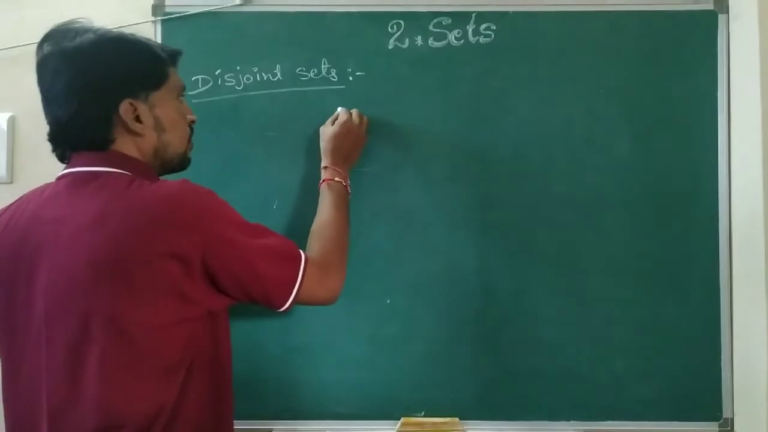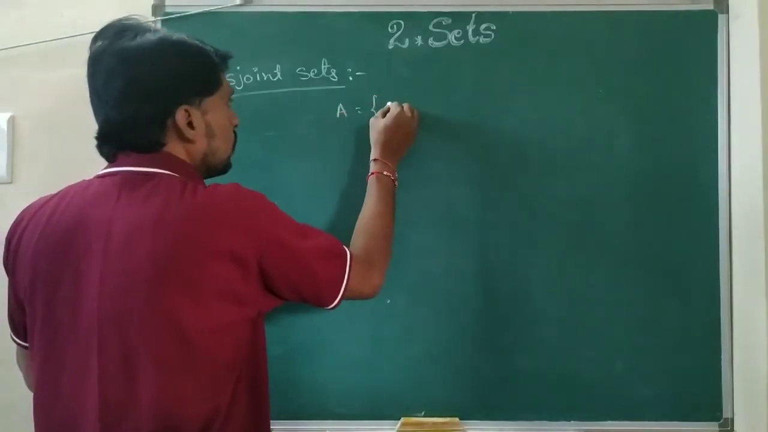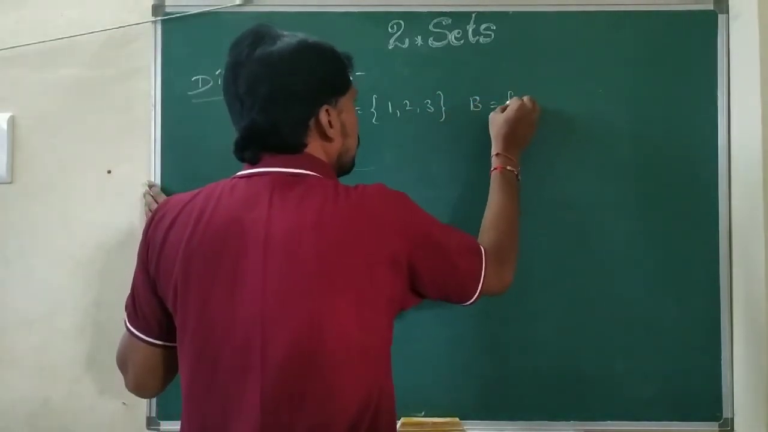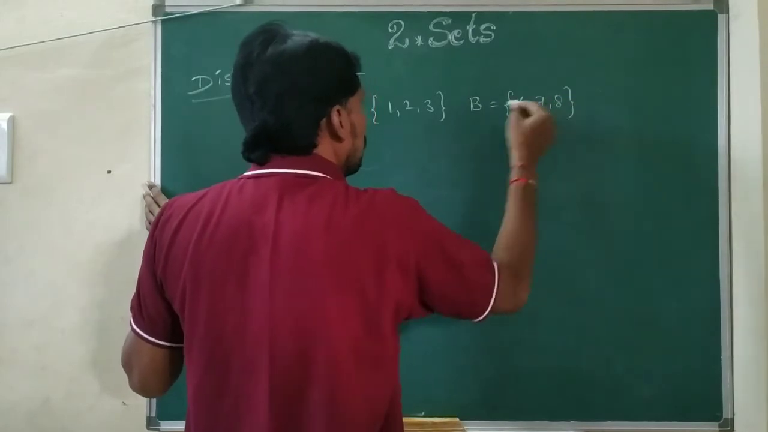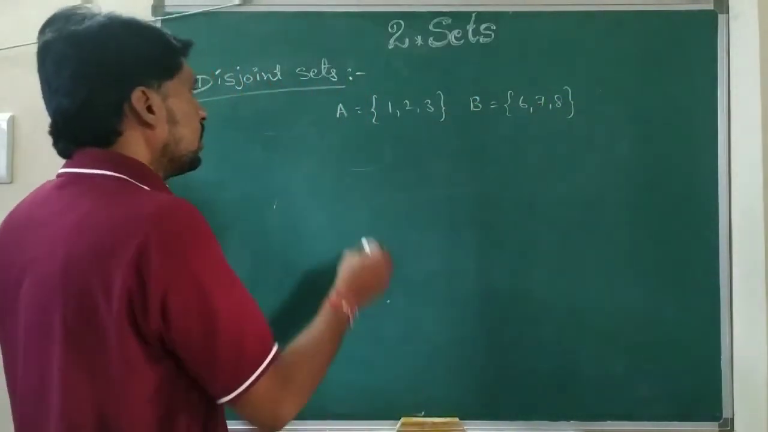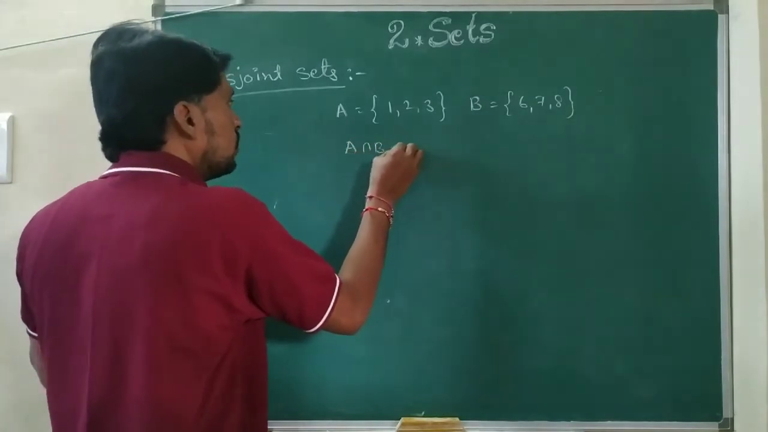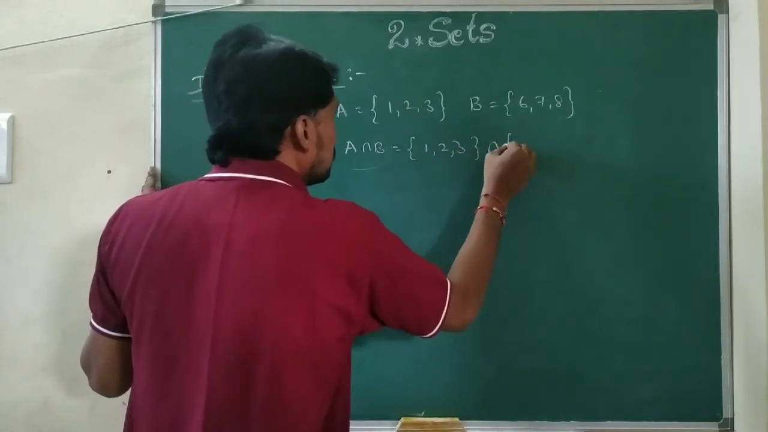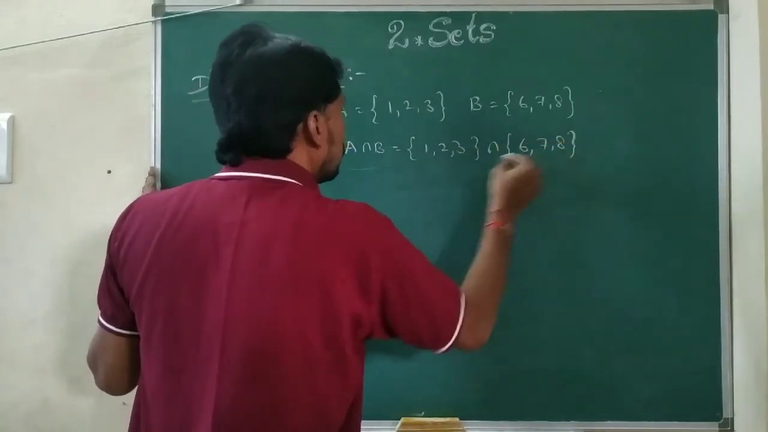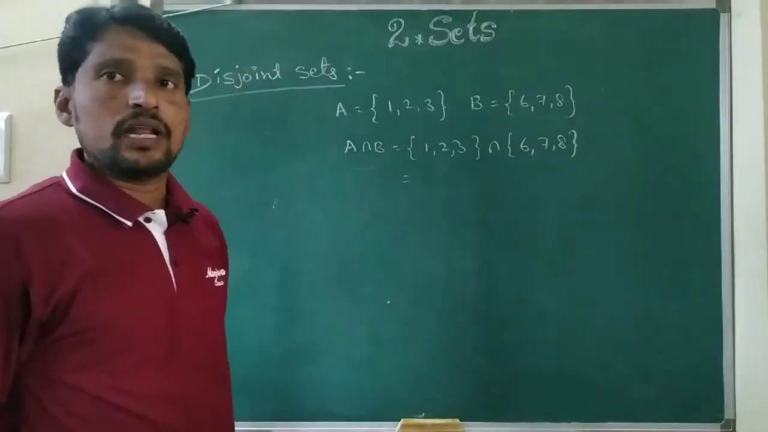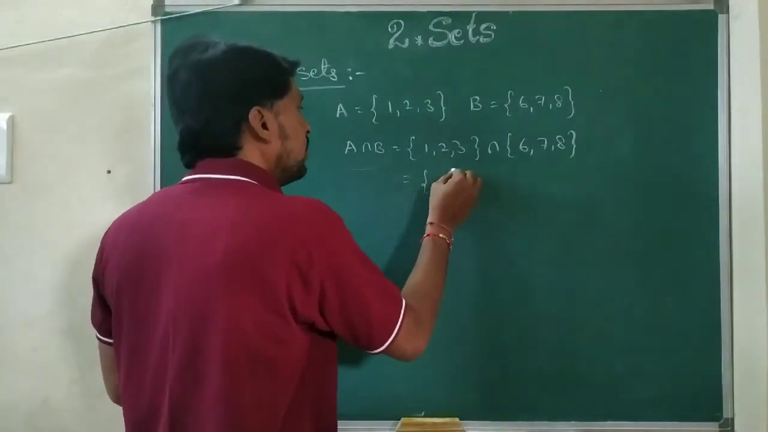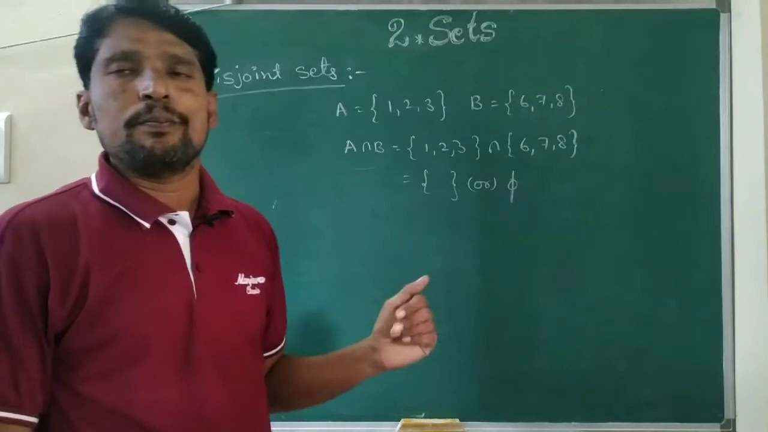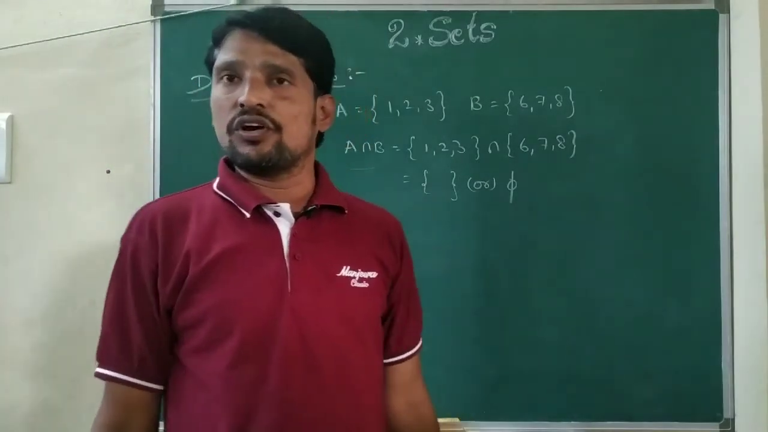So here, for example, A equals {1, 2, 3}, B equals {6, 7, 8}. So what is A intersection B? A means 1, 2, 3, intersection 6, 7, 8. What are the common elements here? There are no common elements. No common elements means we need to write empty braces, or we can write phi also. So we are getting empty braces or phi, which means these are disjoint sets.